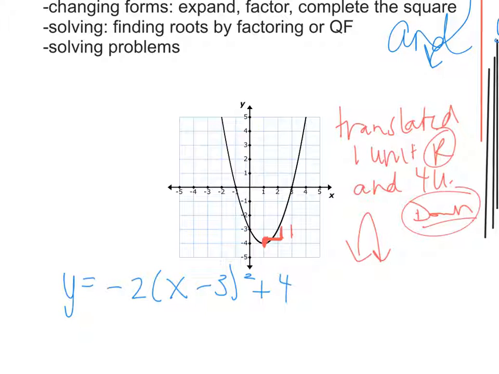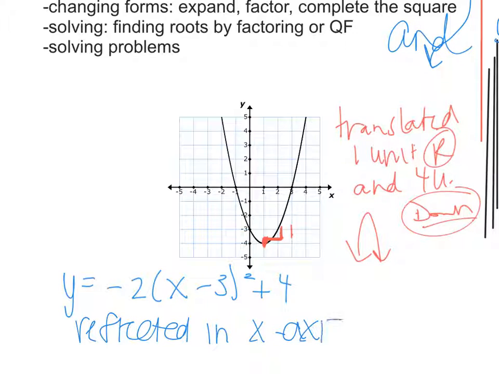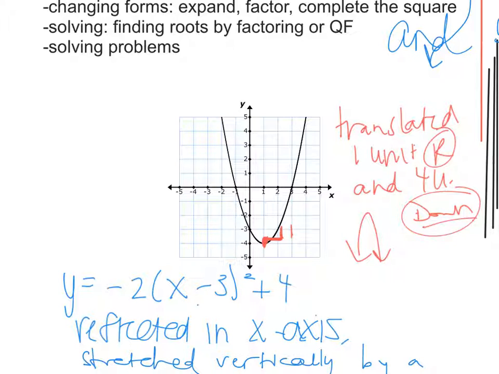So first of all, the A value is negative, so it is reflected in the x-axis. Sorry for the messy writing here. Then we have a 2 after our negative sign. We're looking at these separately. The negative means it's reflected. The 2 tells us if it's stretched or compressed. That 2 is more than a 1, so it is stretched vertically. Don't forget the vertically, it's important. By a factor of 2.